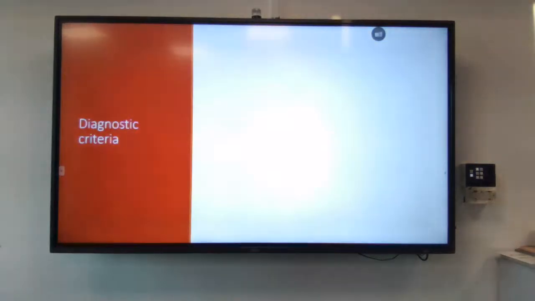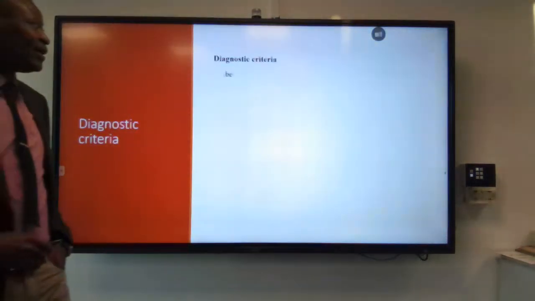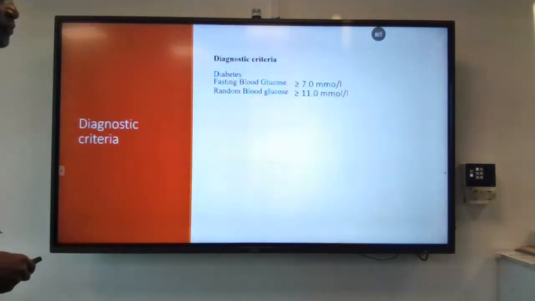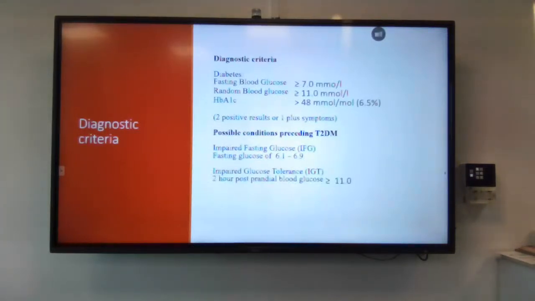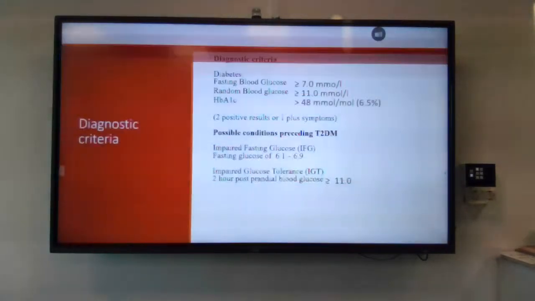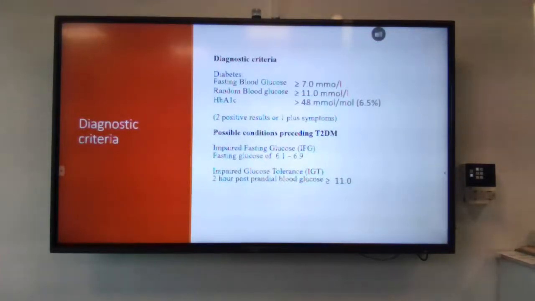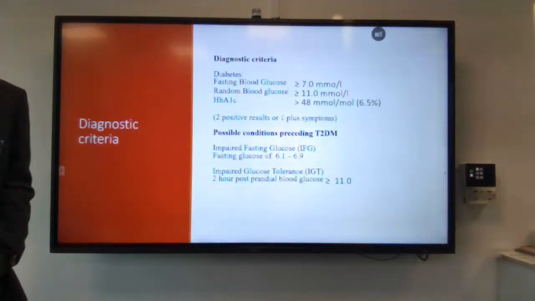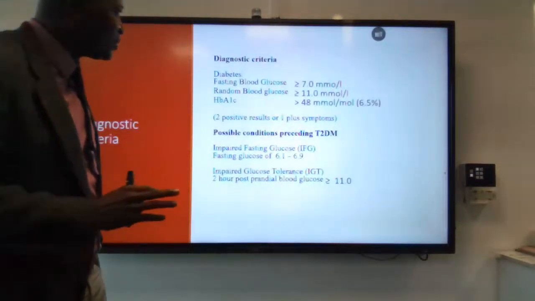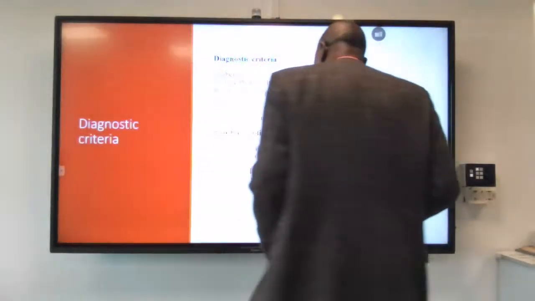Now, to diagnose diabetes, ideally we will be thinking about making sure that the blood glucose level is between 4 to 7. So that will be an ideal situation, preferably between 4 to 6 millimole per liter. So that will be the best scenario.